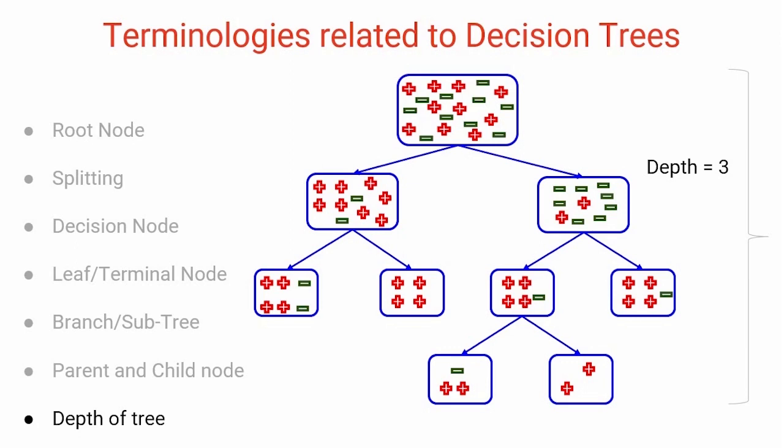Now I have a question for you. Can you tell how many leaf or terminal nodes there are in this tree? Again, I encourage you to pause this video and it'll take you a second to come up with the answer. Just remember, leaf nodes are the nodes which do not split further. And as there are 1, 2, 3, 4 and 5 leaf nodes here which are not splitting any further, that's why we'll call them 5 leaf or terminal nodes in this tree.